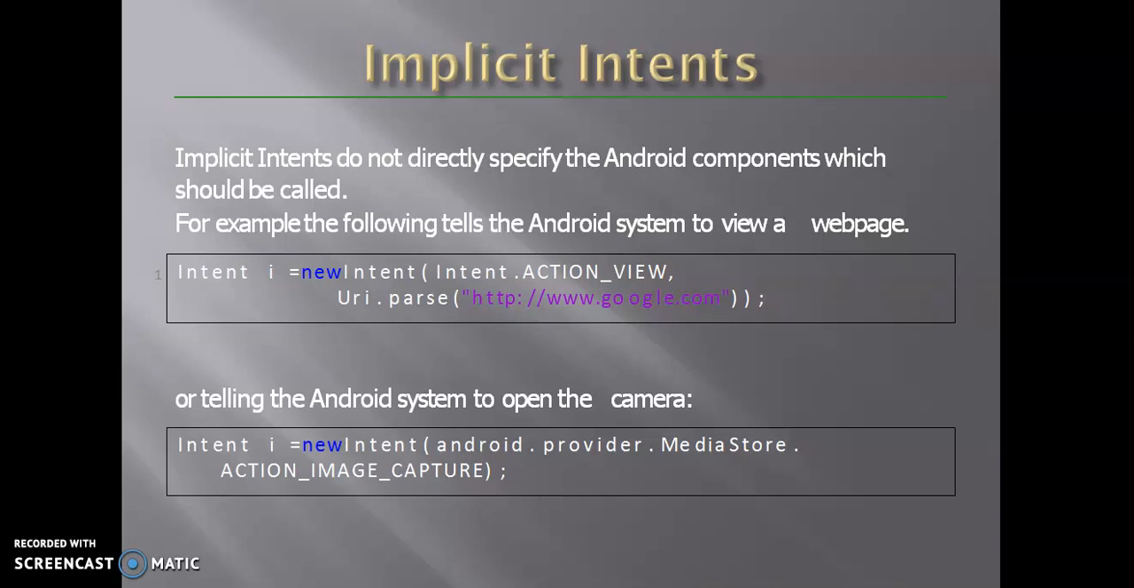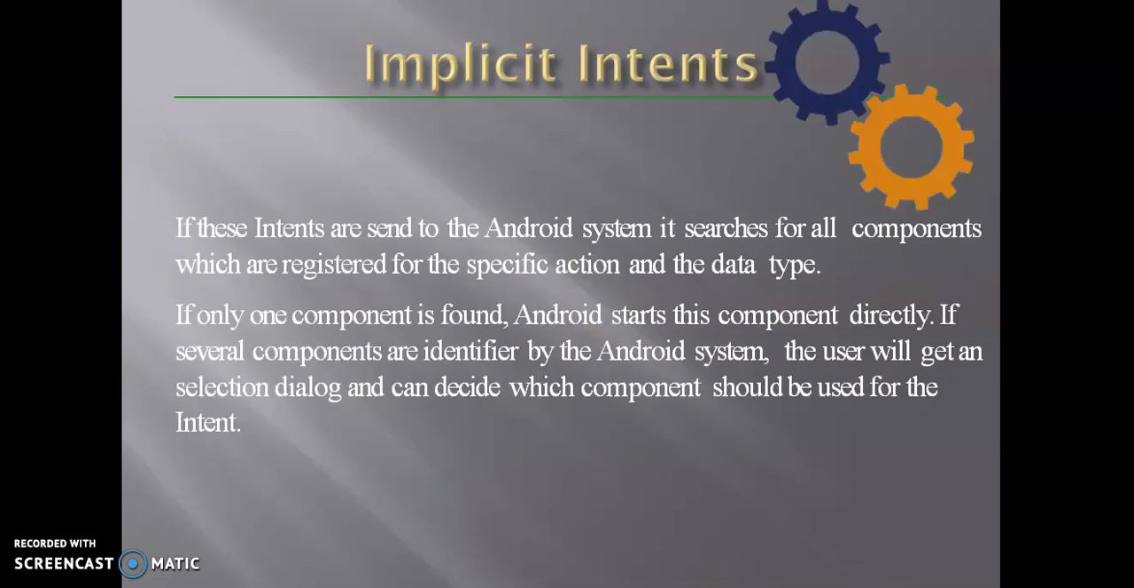Okay, so here you can see, for example, the following tells the Android system to view a web page. Here you can see we have created an object of intent, and it has the arguments Intent.ACTION_VIEW and the URI parse of HTTP, which tells the Android system to view a web page.